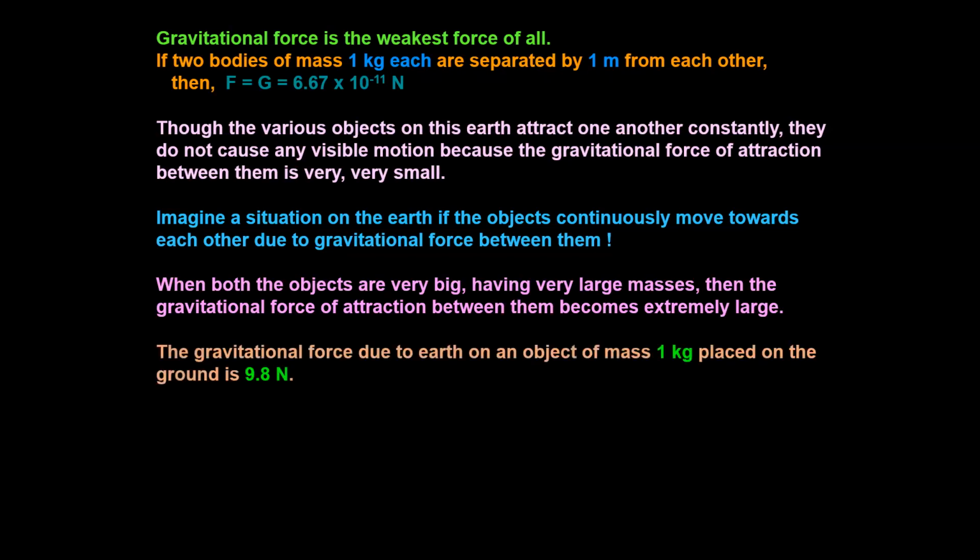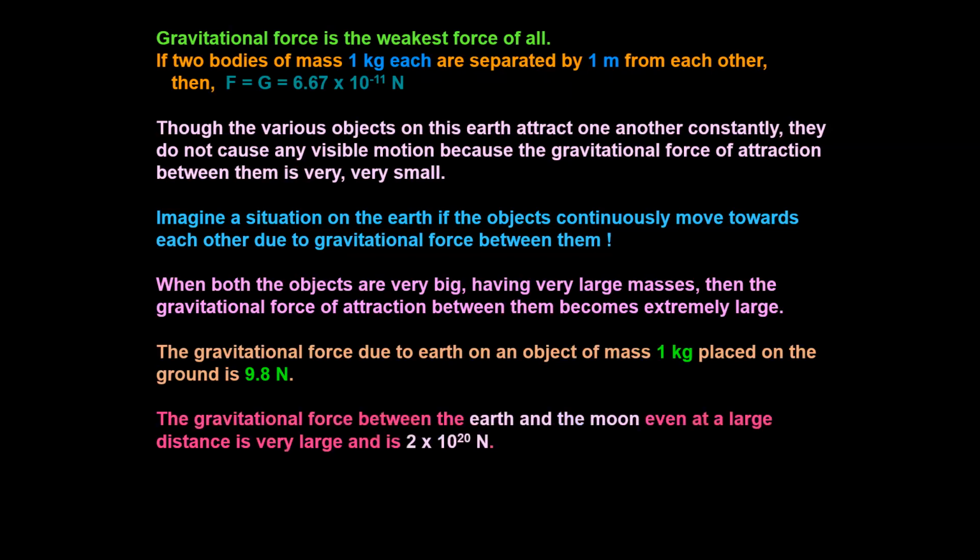The gravitational force due to Earth on an object of mass 1 kg placed on the ground is 9.8 Newton. So the gravitational force between Earth and Moon, even at a large distance, is very large, and it is 2 into 10 to the power 20 Newton. What is the gravitational force between the Earth and Moon? The value is 2 into 10 to the power 20 Newton. Remember this. Numericals will be asked based on this.